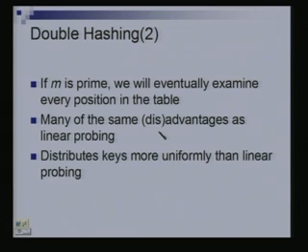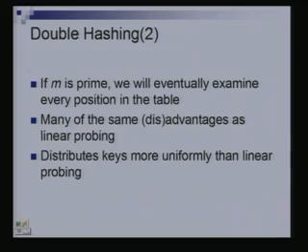This has some of the same advantages and disadvantages as linear probing. One, it distributes keys more uniformly because now you don't form those clusters anymore. Those clusters were getting formed because you were just going one step at a time. Now, if for some key you are going maybe 7 steps ahead and for some other key you are going 13 steps ahead, some other key you are going 2 steps ahead, then these clusters are not getting formed anymore. Right? And that makes the performance better.